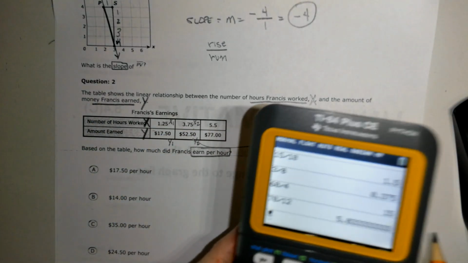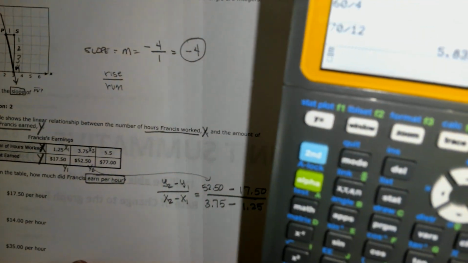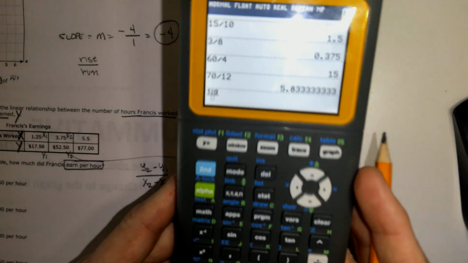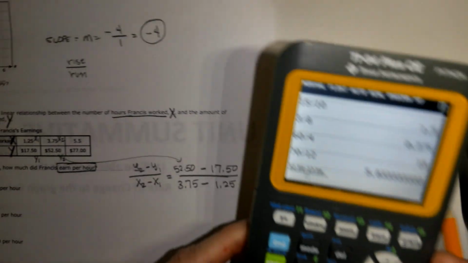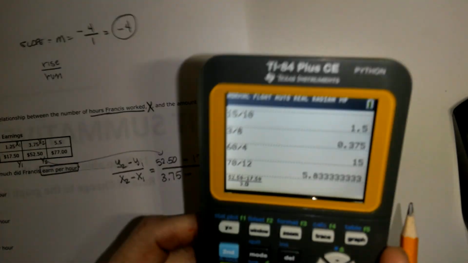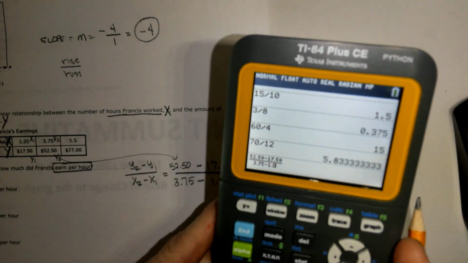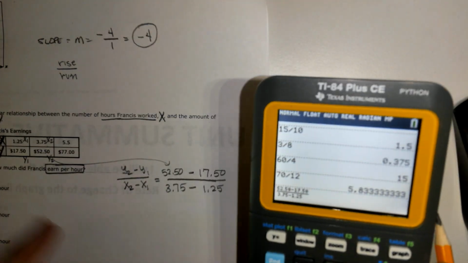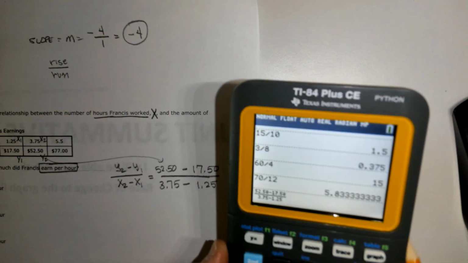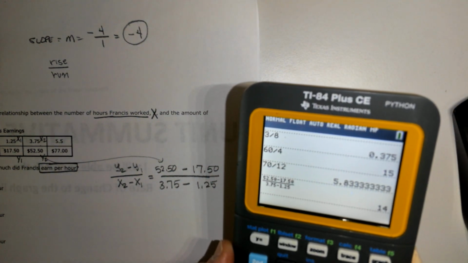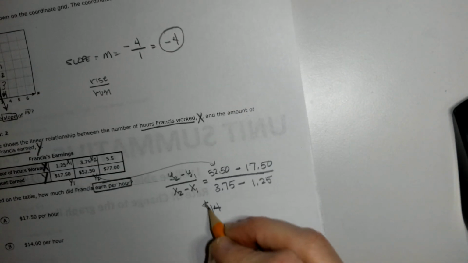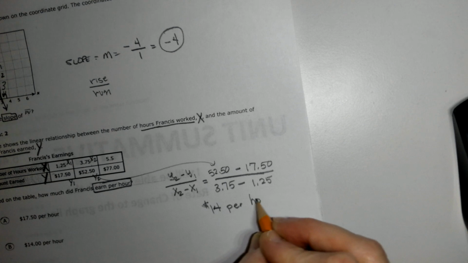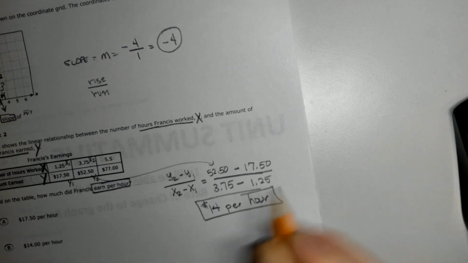Get your fraction framework up. $52.50 minus 17.50 over 3.75 minus 1.25. Make sure everything matches. Page right, hit enter, and I get $14 per hour. B.